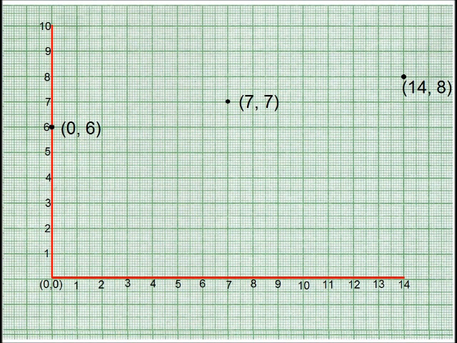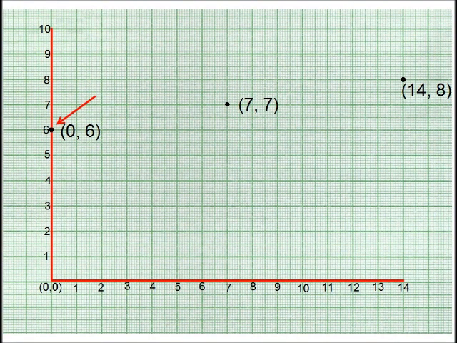Now we will mark the scale on both axes. Then we will plot the points given in the solution. The first point is 0, 6, the second point is 7, 7, and the third point is 14, 8. All these 3 points have been shown in the figure. This is point 0, 6. That means the value on the x-axis is 0 and the value on the y-axis is 6.